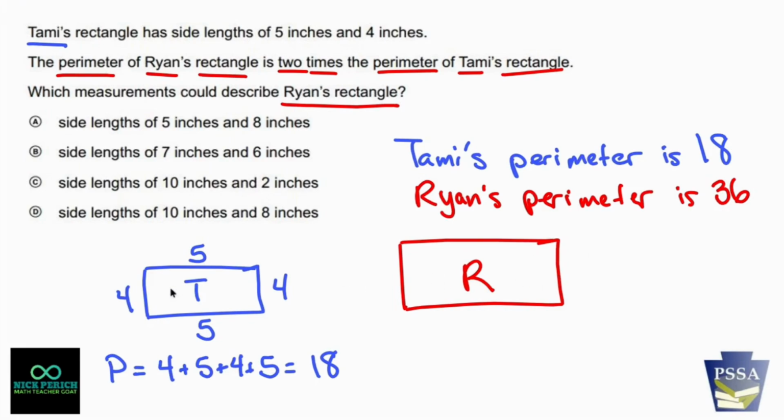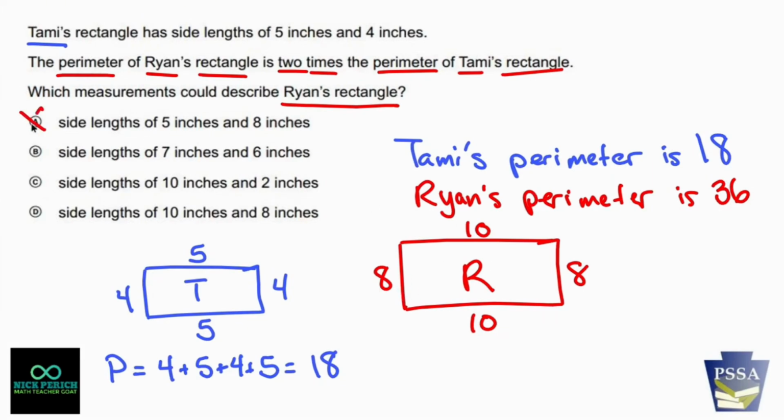But the rectangle is going to be 2 times each of those. So 2 times 4 is 8. 2 times 5 is 10. 2 times 4 is 8. 2 times 5 is 10. So in this one, the answer is going to be side lengths of 8 and 10.